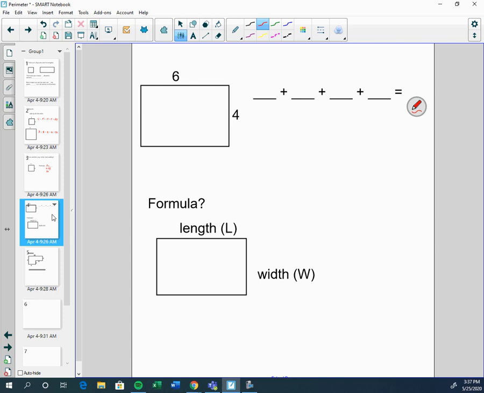Okay, so here we have a rectangle, right? In this case, it's going to be 6 plus 4 plus 6 plus 4. 6 and 4 is 10, that 6 and 4 is 10, so 20. If you're looking for a formula, the perimeter is equal to 2 times the length plus 2 times the width. So I guess that's just the formula.